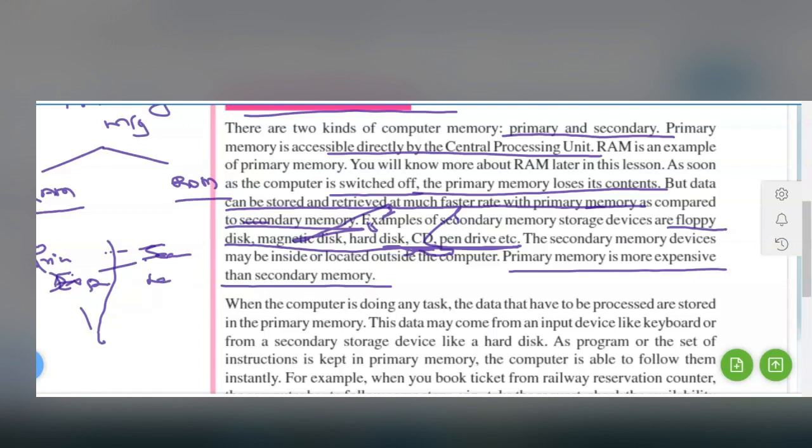Secondary memory is less expensive than primary memory. Primary memory is much faster, but it is volatile, so data can't be saved for later usage. Secondary memory is slower than primary memory, but the information will be there with you for a longer time, depending on the type of device.